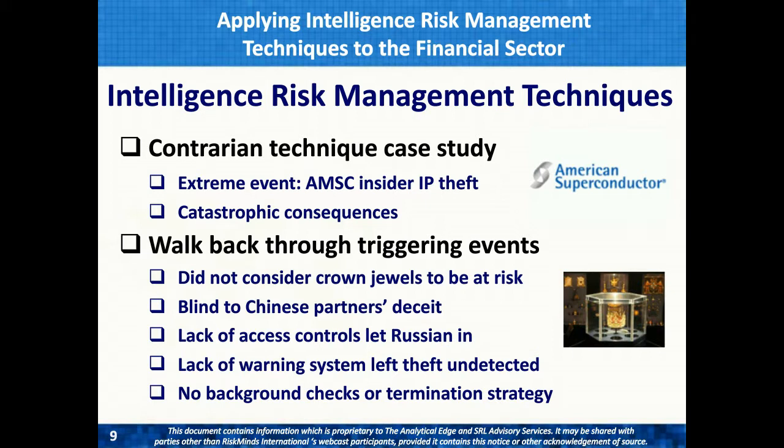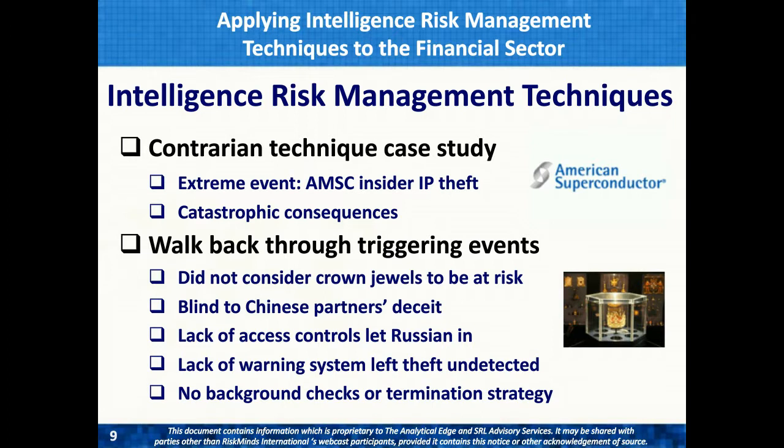Just looking back at the information that we have available, you can take a look at just 5 of the things that they really didn't pay attention to. They didn't consider the crown jewels to be at risk. They didn't think the algorithm was at risk. They were blind to the Chinese partner's deceit. They had no one over there watching it. The algorithm was stolen. It was supposed to be a secure server in Europe. It was stolen by a Russian employee who had access, a trusted employee who had access to the computer, who stole the algorithm and was paid $20,000 for it.